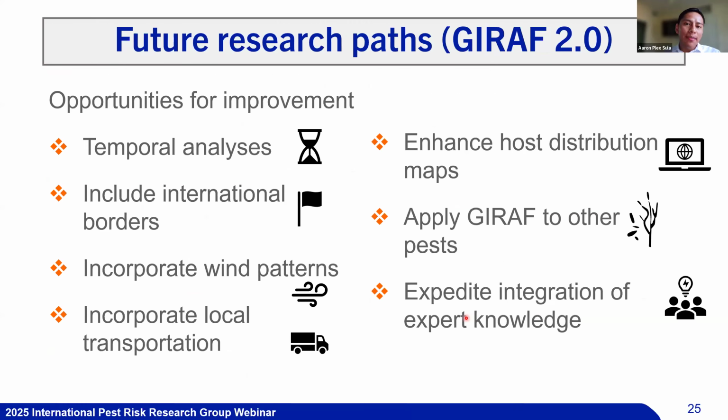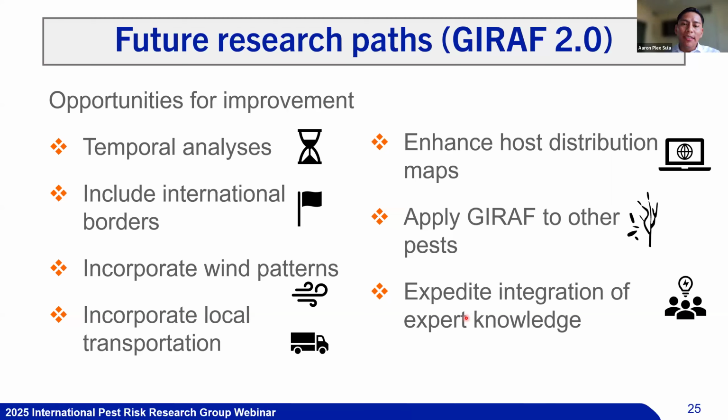Some potential future paths for this type of framework is that there are some obvious factors that we didn't cover in this framework, including a specific analysis understanding how time will affect the distribution of invasions, such as seasonal deployment of trade activities or seasonal growing conditions for different hosts. We didn't include international borders, but we are currently working on incorporating these different variables. Another important factor is wind patterns, for example, for vectors or for wind-borne pathogens, or transportation locations at the local level, such as trucks or cars.